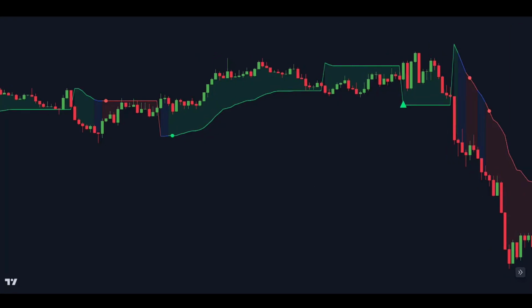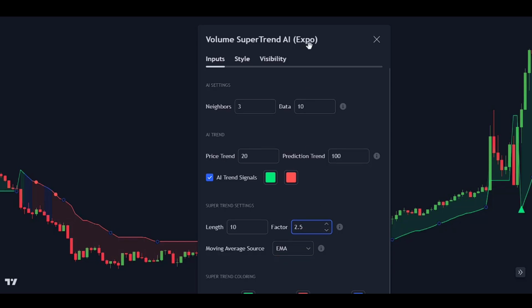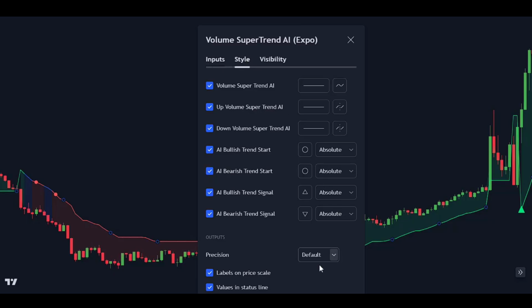But wait, there's more. You can customize this to your heart's content. Want a smoother view of local patterns? Increase the number of neighbors. Want to focus on recent changes? Decrease it. It's all up to you. Oh, and here's a pro tip: tweak the super trend factor a bit lower for even better results. Trust me, it works wonders.